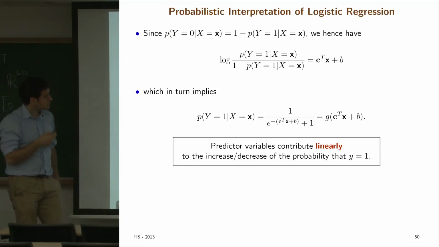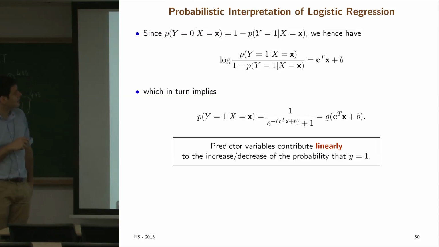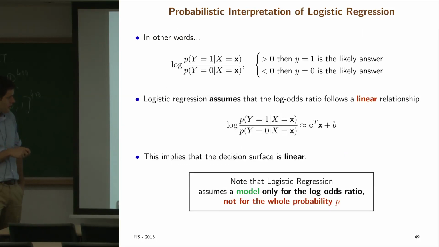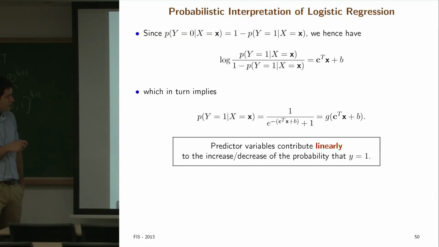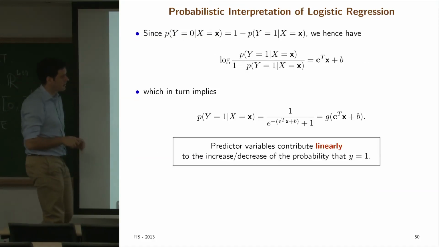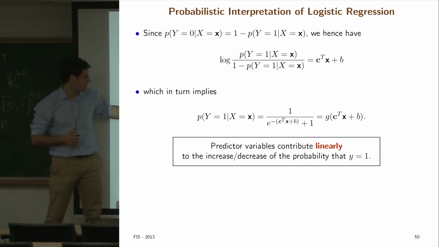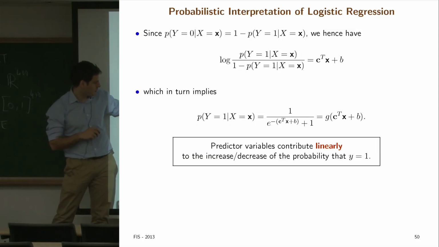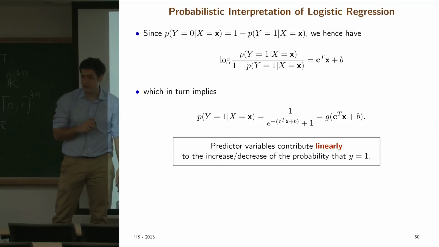Again, since the probability of y equals 0 is equal to 1 minus the probability of y equals 1, I just substitute this in this part here. And then what I get is that I'm assuming that the probability of y equals 1 given x is going to be this quantity here.